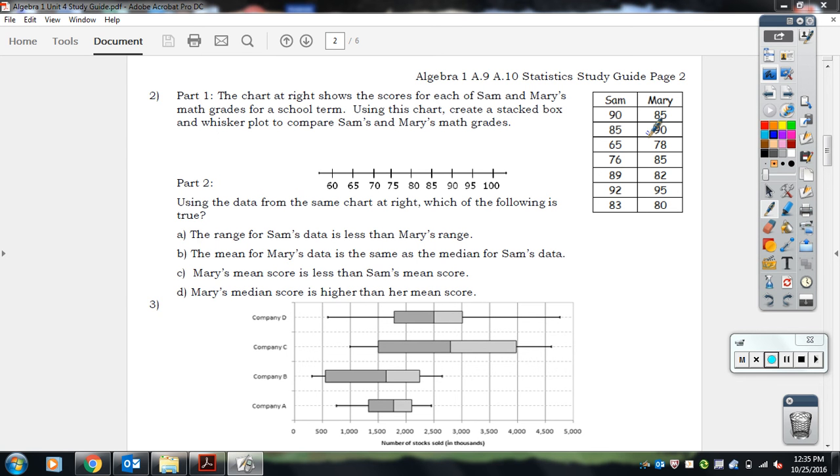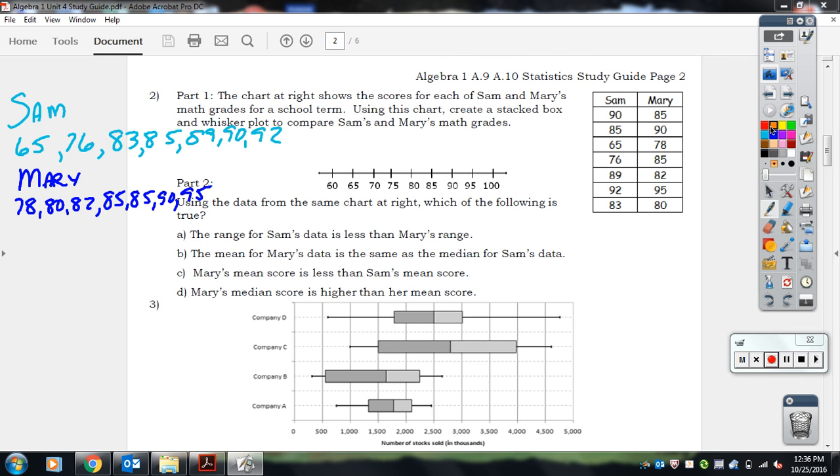The first thing I'm going to do is put this data in order for Sam and Mary. Now that my data is in order, I essentially need to find the 5 values that will create the lower extreme, lower quartile, median, upper quartile, upper extreme. Let's start with Sam. Here's my lower extreme and upper extreme. Let's find the median by going in to the one that's 85. Now I have to find the lower quartile, which would be somewhere between 76 and 83, which is 79.5. And midway between these two is 89.5.